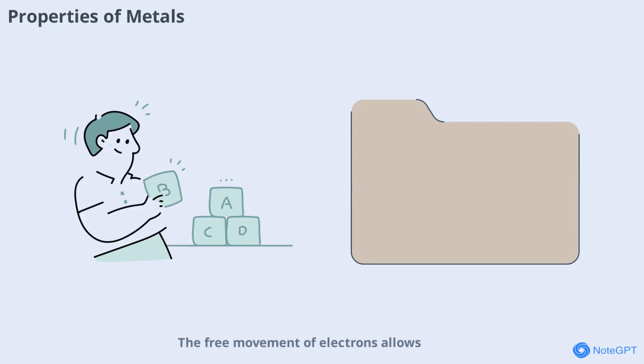The free movement of electrons allows metals to conduct electricity and heat efficiently. The layers of atoms can slide over each other, making metals malleable and ductile. Understanding metallic bonding helps explain why metals are so widely used in construction and technology.